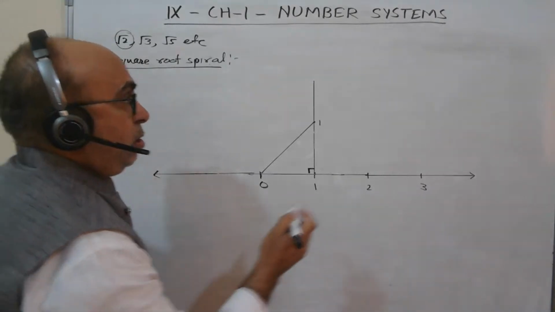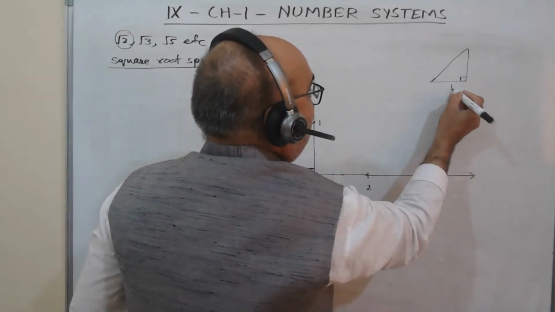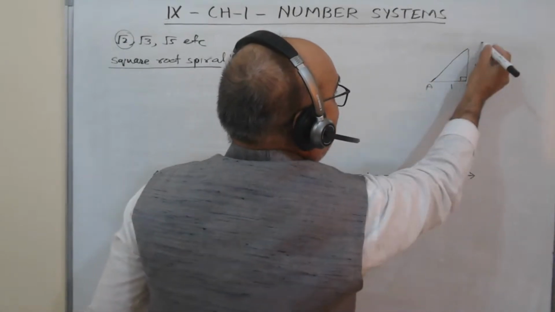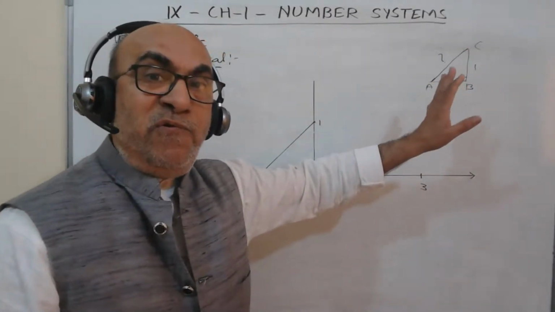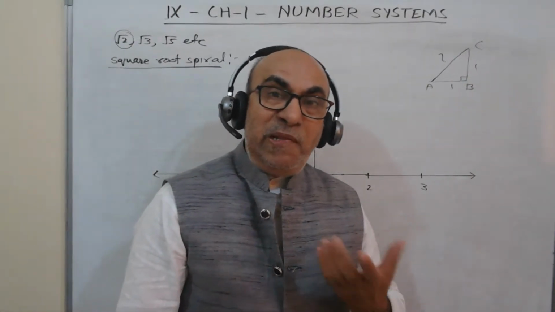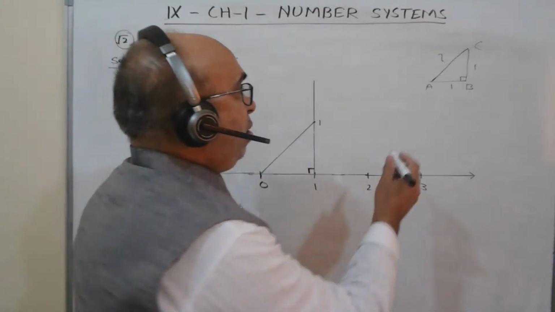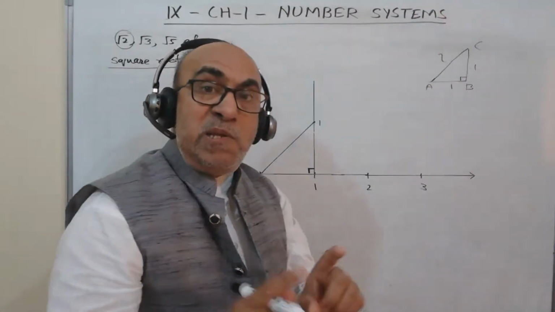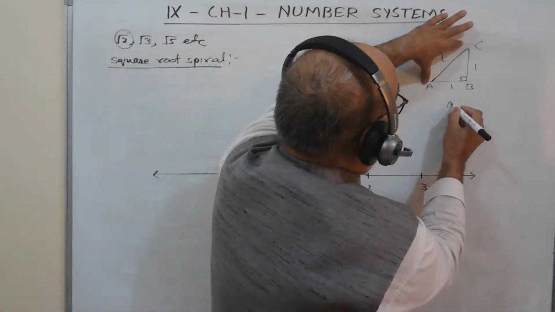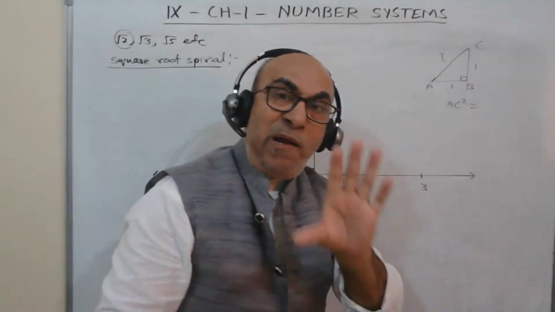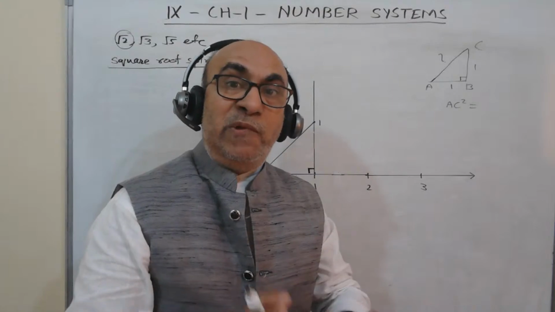Join this. Now see, this is a right triangle. It is 1, it is 1. It is A, it is B, it is C. Then what is this? In a right triangle, if two sides are given, then with the help of the Pythagoras theorem, you can find the third side. So the Pythagoras theorem says the square of the hypotenuse. So what is the hypotenuse? This is the hypotenuse. So AC square, the square of the hypotenuse, is equal to the sum of squares of the remaining two sides.